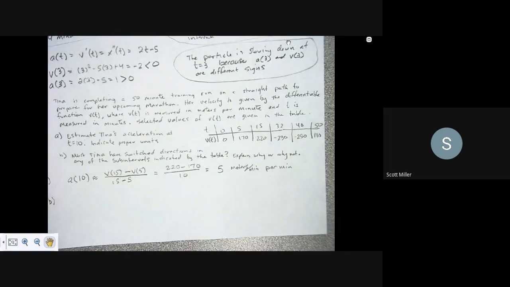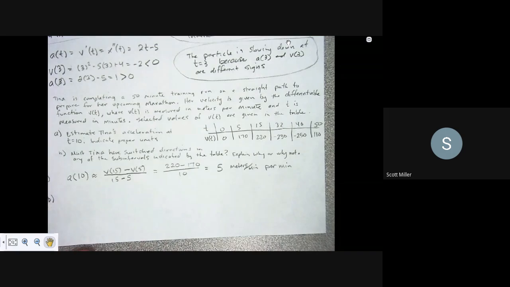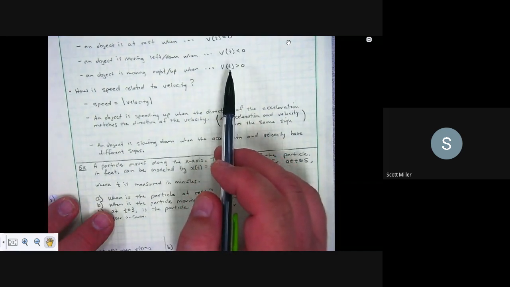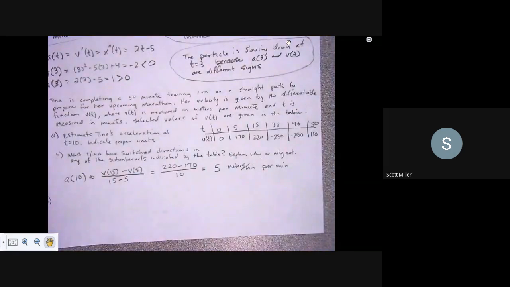Must Tina have switched directions in any of the subintervals indicated by the table? Explain why or why not. Well, directions we talked about already are based off of positive and negative. It is moving to the left or down, right or up, depending on whether the velocity is positive or negative. Well, it switched from positive to negative. To determine when I switch directions, I first have to stop. You cannot change direction without first stopping. So that gives us an indication of what we can do.